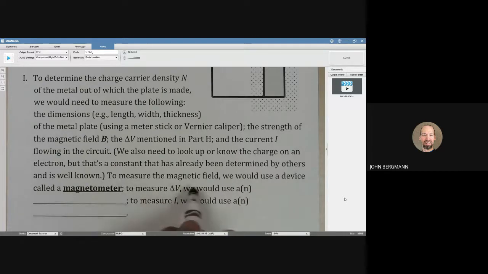To measure the magnetic field, we would use a device called a magnetometer. To measure delta V, we would use a voltmeter. And to measure I, we would use an ammeter.